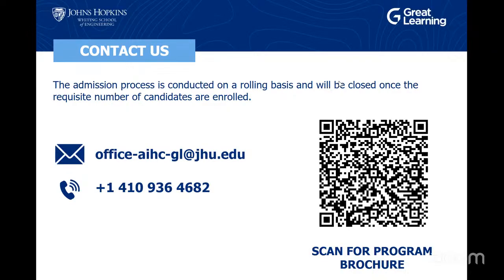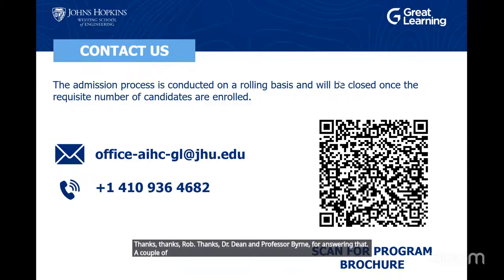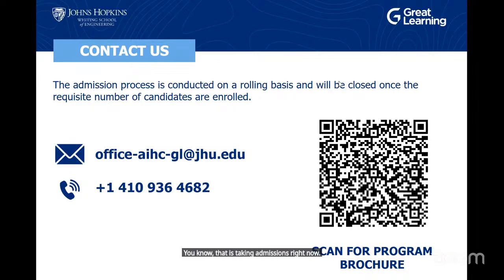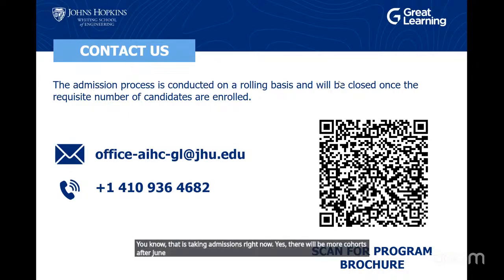Great. Thanks, Dr. Ian and Professor Byrne, for answering that. A couple of questions on cohort dates. So yes, June 7th is the cohort that is taking admissions right now. Yes, there will be more cohorts after June 7th. We've not decided the date. It'll roughly be somewhere around July or August. We'll get back to you as soon as the date is final. But yes, there will be more cohorts after June.